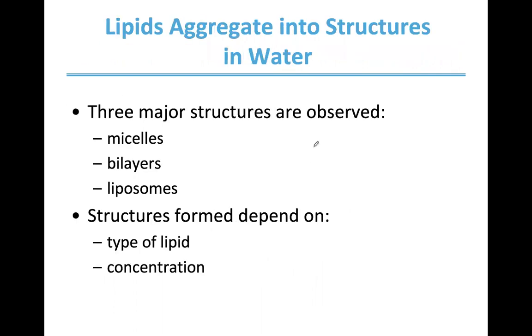Okay, so as far as how lipids aggregate, before we get on with the structure of membranes, it's important to talk about three general types of these lipid aggregates. There are micelles, bilayers, and liposomes. The structures of these, depending on how they aggregate, will depend on the type of lipid and its concentration.